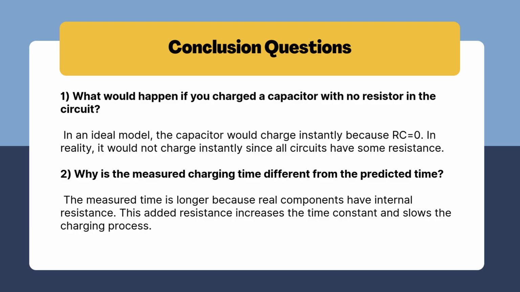And second is, why is the measured charging time different from the predicted time? The measured time is longer because real components have internal resistance. This added resistance increases the time constant and slows the charging process.